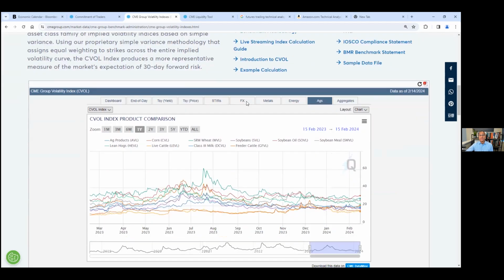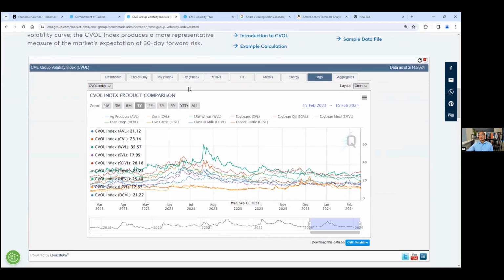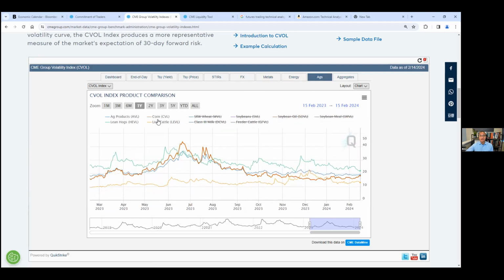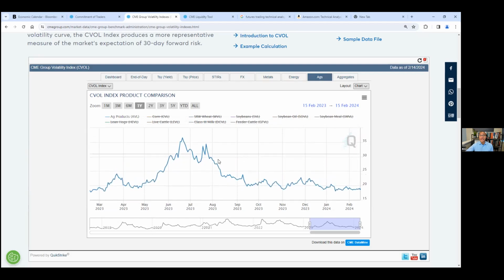They have something called CVOL in pretty much every single commodity market. What I also do is I go in and I have all of them on right now. So we're looking at the ag market, and hopefully that's enough for you guys to be able to see. You can click on and click off certain markets. So I'm going to click off pretty much all of them. And it has its own agricultural index for volatility. Now it's sitting at pretty low levels.